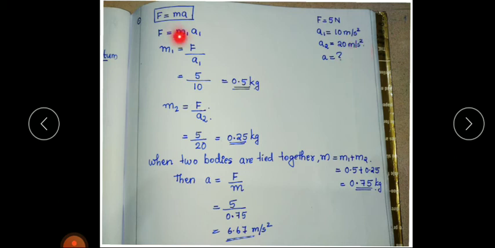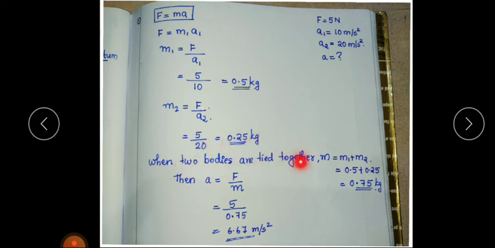So from this equation we can write m1 is equal to F divided by a1. So F is 5 Newton divided by a1 is 10. 5 by 10 gives 0.5 kilogram. Then using the same equation we can write m2 is equal to F by a2. F is 5 and a2 is 20. So 5 by 20 gives 0.25 kilogram. So mass of first object is 0.5 kilogram and mass of second object is 0.25 kilogram.